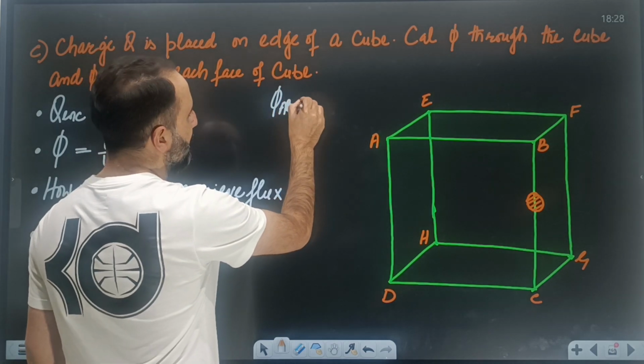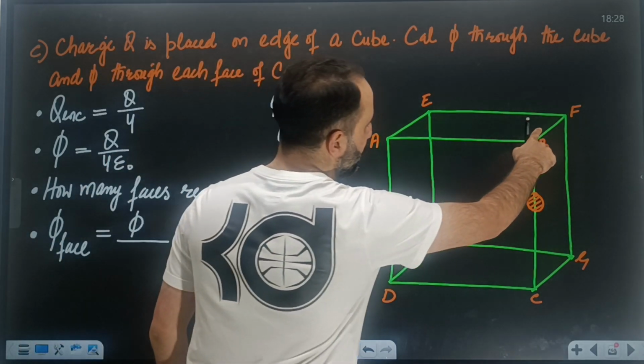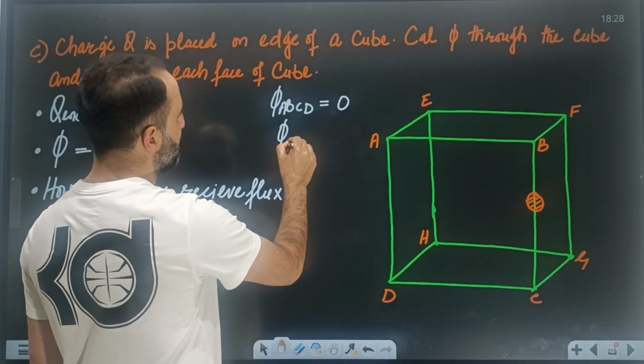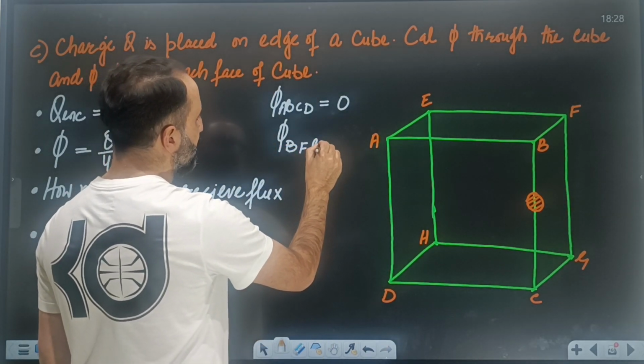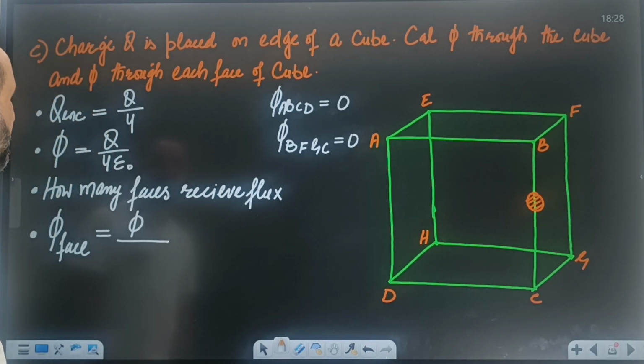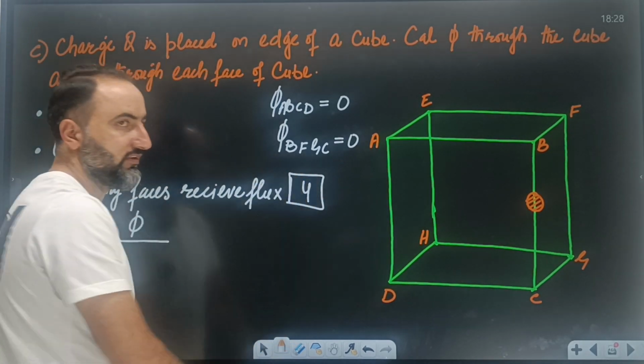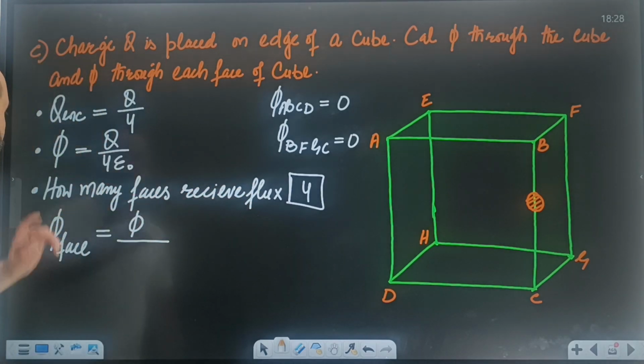Flux through this surface ABCD will be equal to 0, and the flux through this surface, that is BFGC, will also be equal to 0. And how many surfaces are there? The 4 phases will receive the flux. So here I will write, beta, 4 phases receive flux. So 4 into 4 is 16.